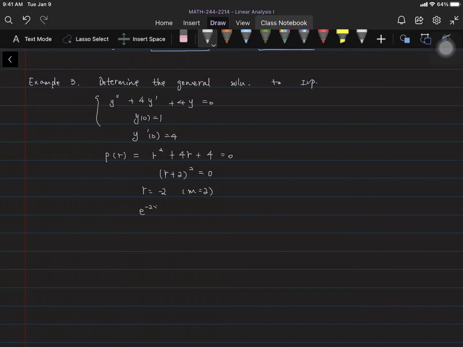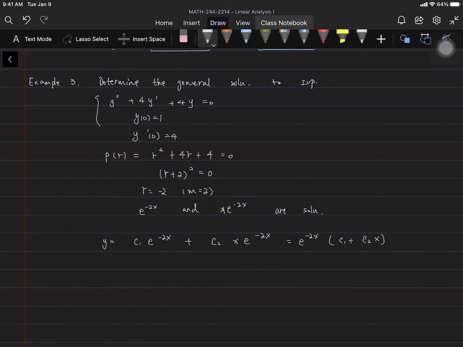e to the negative 2x, and do you still remember in Theorem 1? x e to the negative 2x are the solutions, because this is repeated twice. So in this case, what is our general solution? We write down the general solution: C1 e to the negative 2x plus C2 x e to the negative 2x. So this is our general solution, and we can also write it another way, e to the negative 2x times C1 plus C2x.